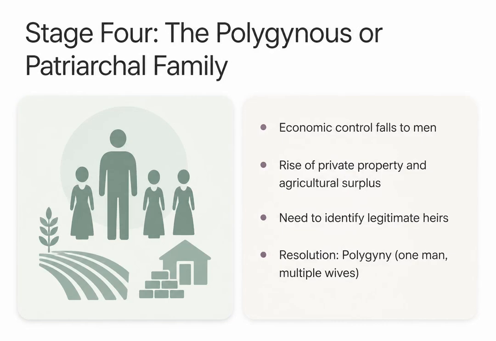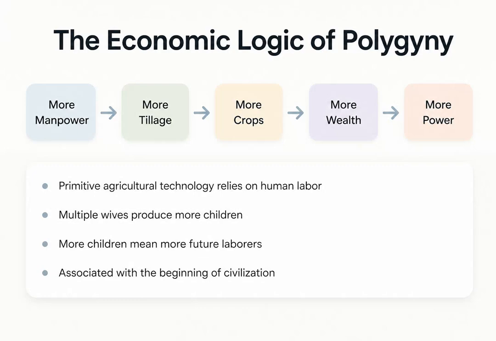The fourth stage is the polygynous or patriarchal family. This stage emerges when economic control falls decisively into men's hands. As agriculture intensifies and generates surplus, men become the owners of private property. This ownership creates a new, urgent social need. Men need to know with certainty who their legitimate heirs are so they can transmit their accumulated wealth to the next generation. The resolution to this need comes in the form of polygyny, one man having multiple wives at the same time. The economic logic behind polygyny is fascinating.